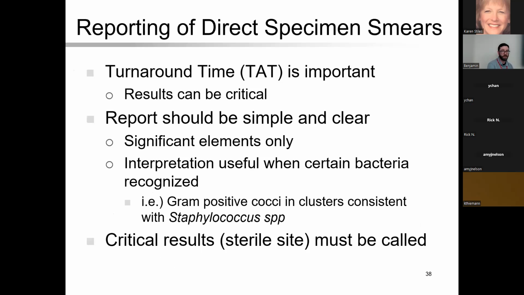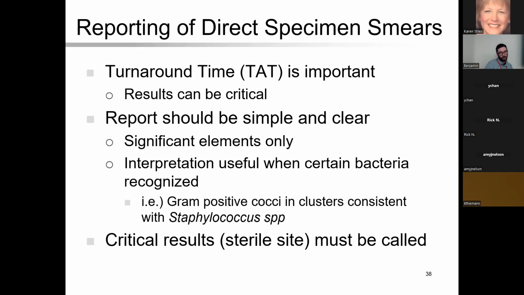And then direct specimen smears, sterile sites are critical. And if you see bacteria out of a sterile site specimen, you need to call that to the physician or caregiver. So turnaround time is important for that. Really, we're looking for, again, those white blood cells and those squamous epithelial cells and the bacteria.